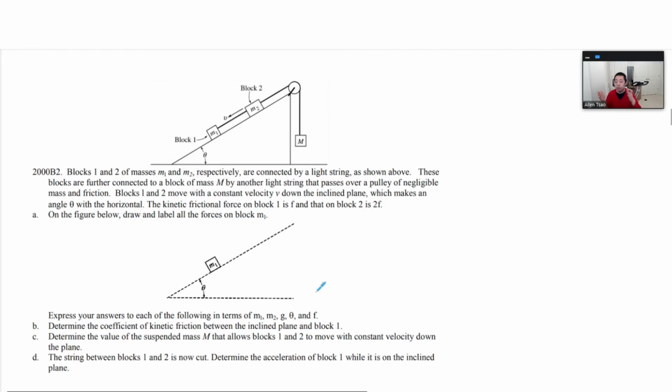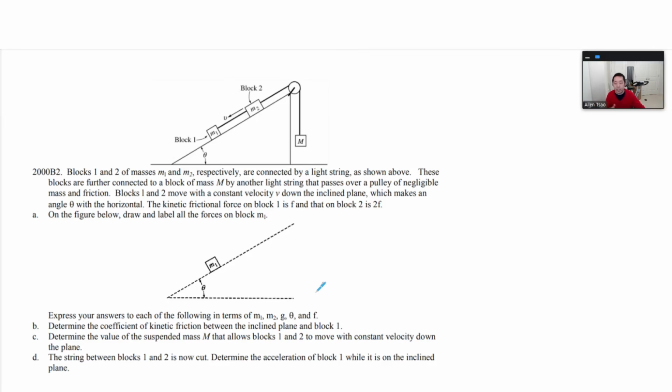Blocks 1 and 2 of masses m1 and m2 are connected by a light string as shown above. These blocks are further connected to a block of mass m by another light string that passes over a pulley of negligible mass and friction. Blocks 1 and 2 move with a constant velocity v down the inclined plane, which makes an angle theta with the horizontal. Kinetic frictional force on the block.